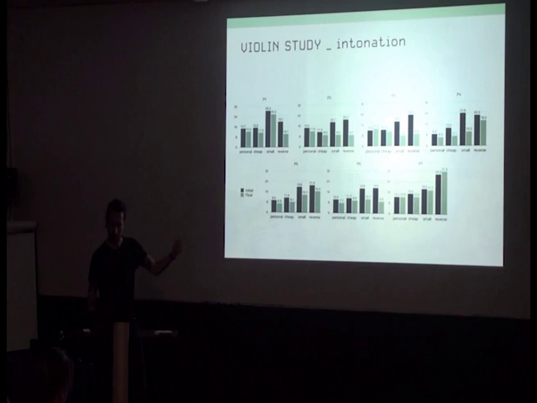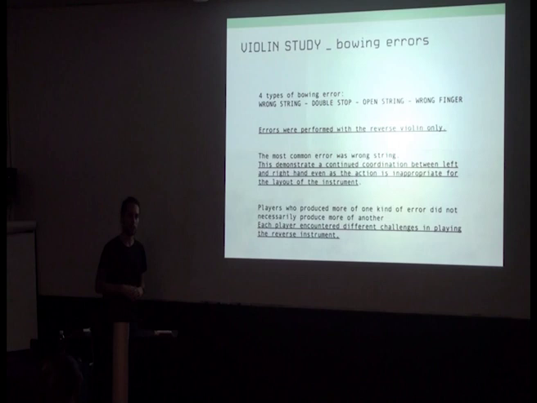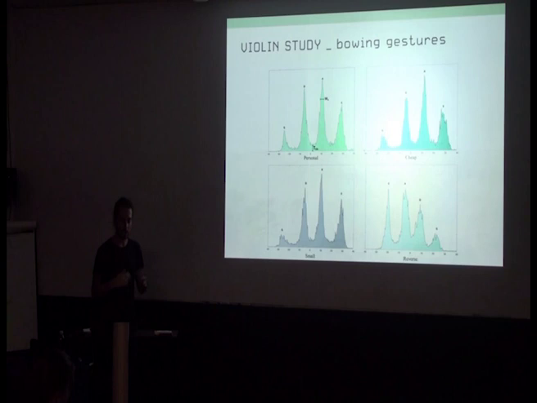Bowing errors: we did a qualitative analysis to see when they actually made errors. I'm just going to skip this because I don't have much time. Sorry, I can go back if you want. The gestures we computed by computing the angle of the bow with respect to the plane of the violin with the motion capture data. And this is a histogram for a single person.